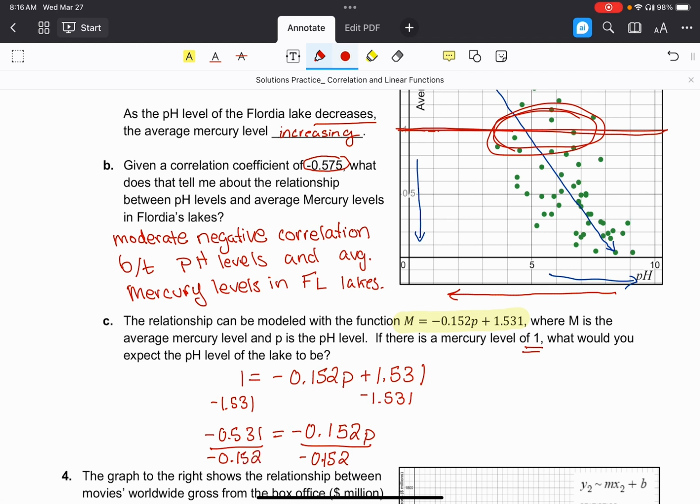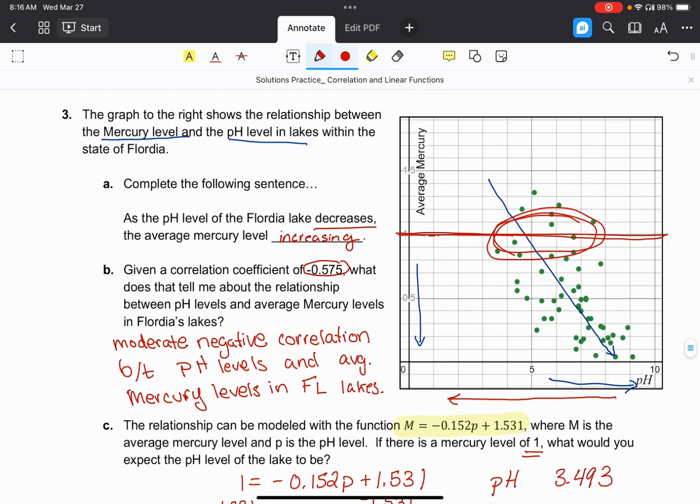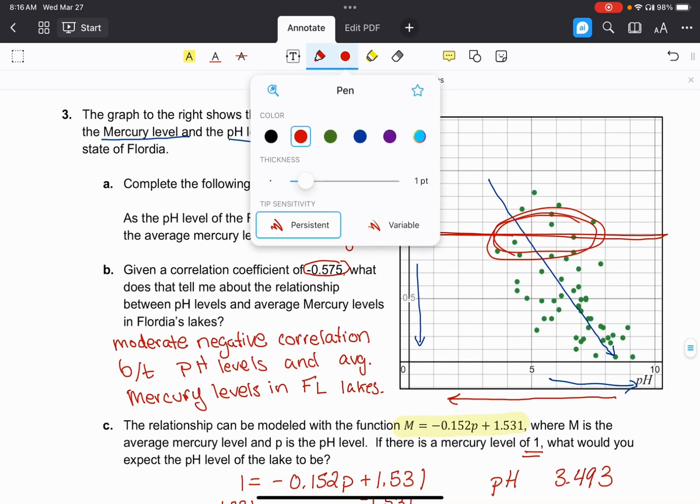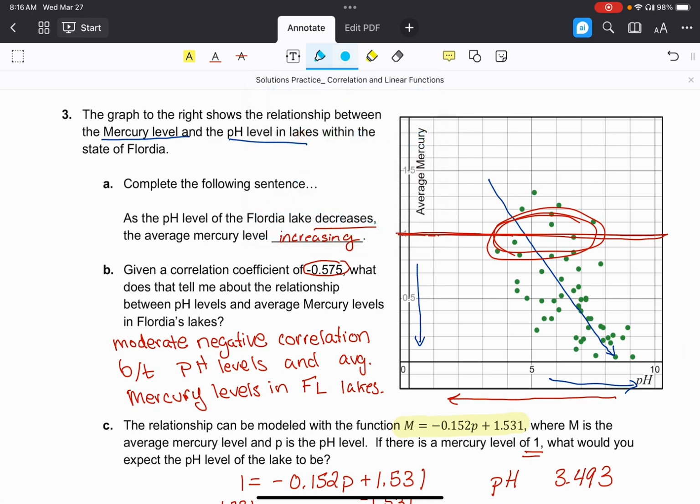Watch your negatives. A negative to a negative ends up being a positive, which it should be. And when I throw this all in the calculator, I end up with a pH level of 3.493. Oh, that's a lot lower than I expected. So I'm going to go over here. That would be like 3 point, somewhere. So my line's probably not very accurate.